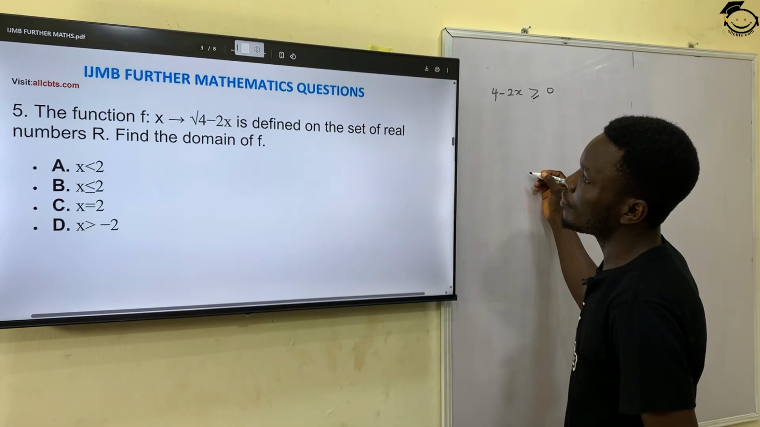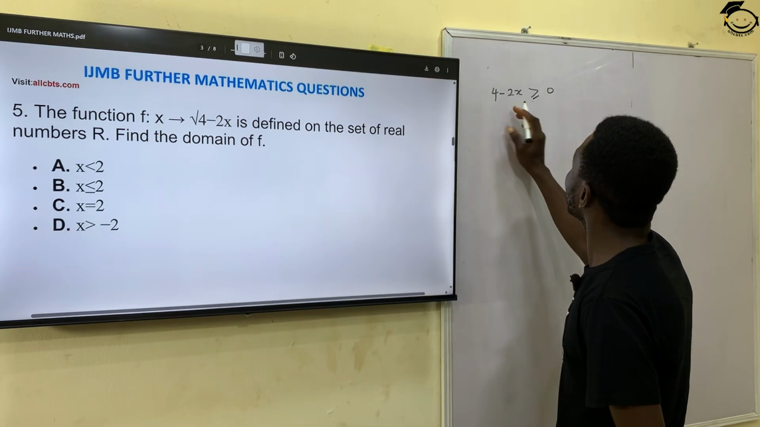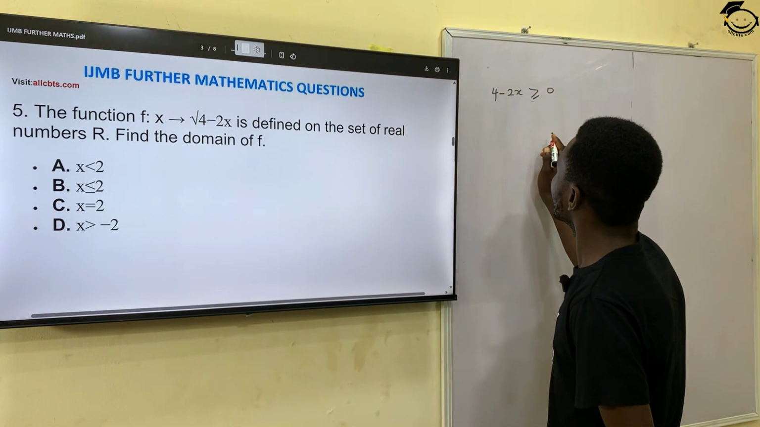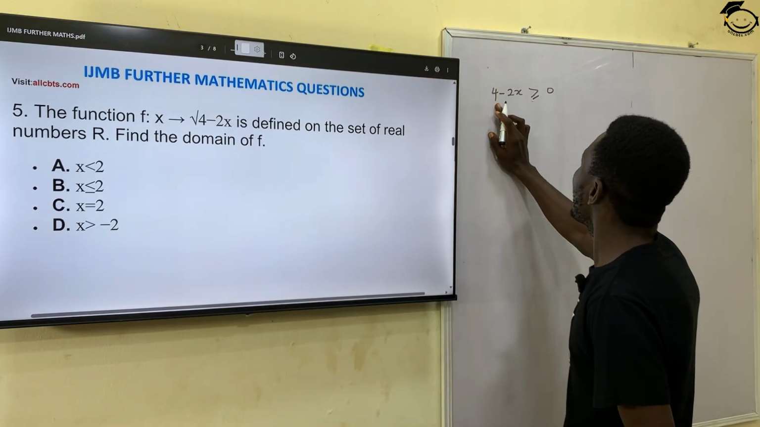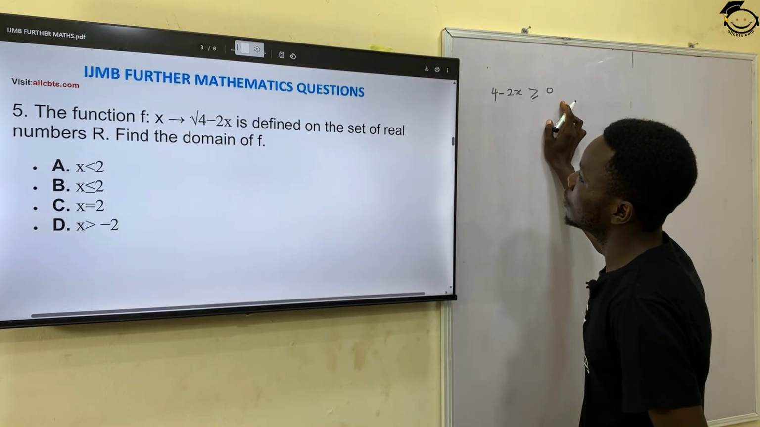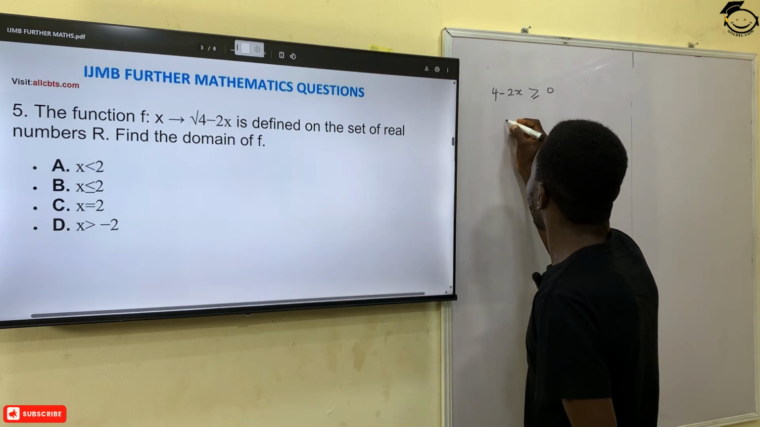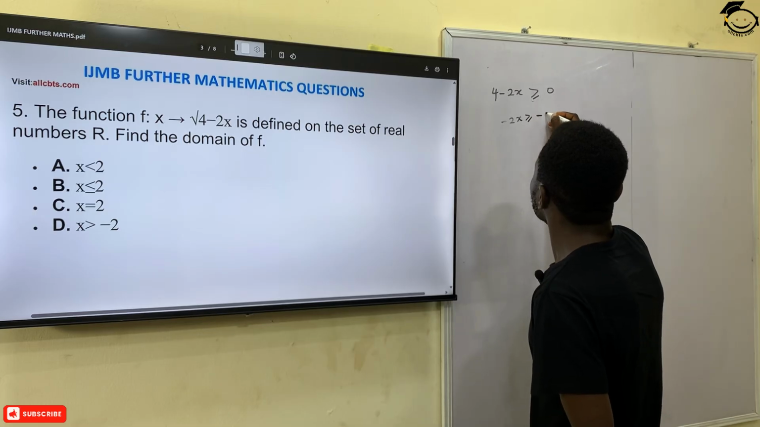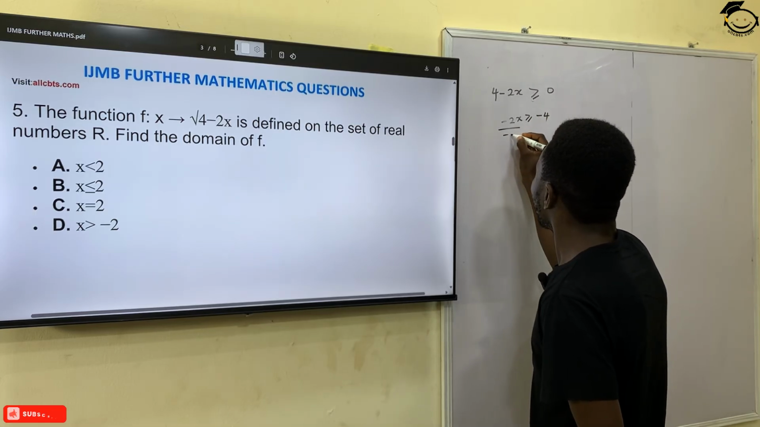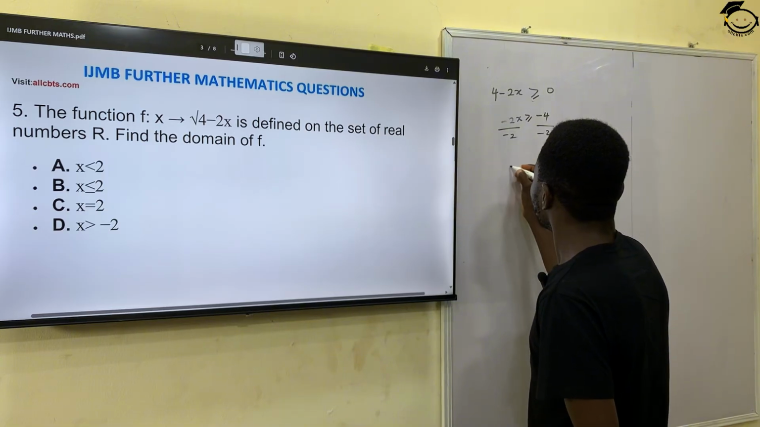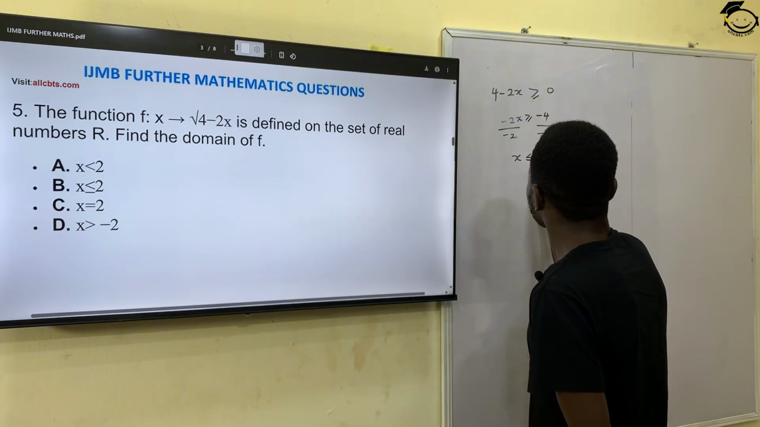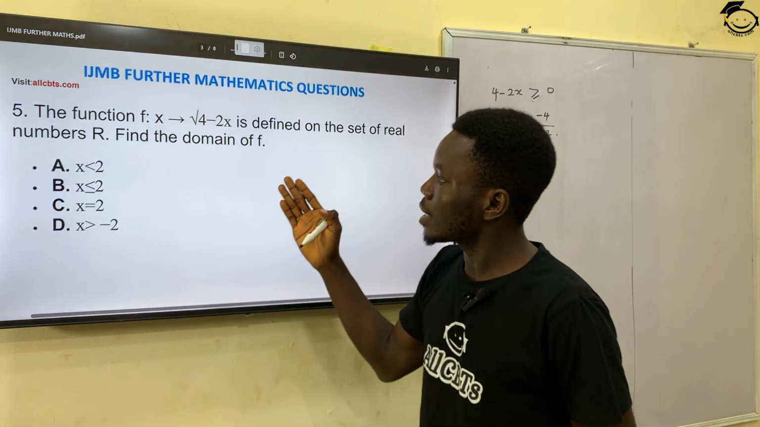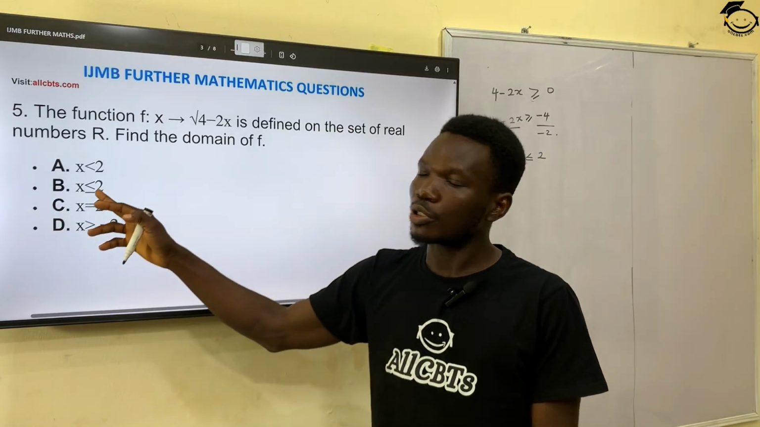So when they say find the domain of f, it means we're looking at the values of x that will make this expression defined. So if I have 4 minus 2x greater than or equal to 0, it means I have minus 2x is greater than or equal to minus 4. If I divide both sides by minus 2, my x will be less than or equal to 2. So we look at the option that has x less than or equal to 2, which is option B.